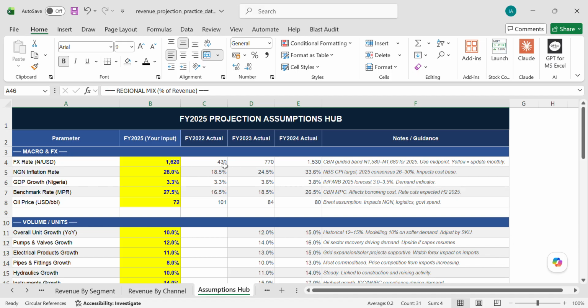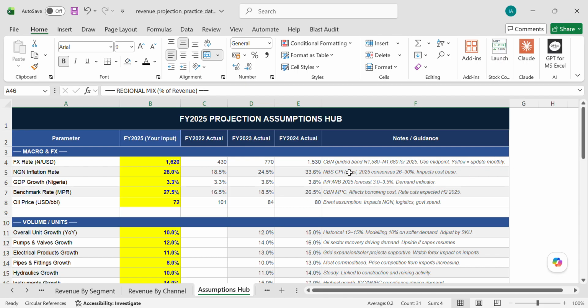Now we have looked historically at how the FX rate has been from 2020, based on the 3 years of financial data that we have gathered. After 2022, it was 430. It moved up in 2023 to 770, then in 2024 to 1,530. For your information, these are assumption numbers, right? So we just added a note here, commenting: CBN guide dead band at 158 to 160 for 2025. Use midpoint equals to a bit monthly.